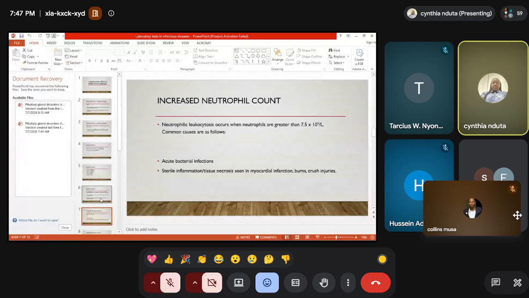Consider that you have done your proper test, or repeat the test because they should not differ. Or you have a missed diagnosis.